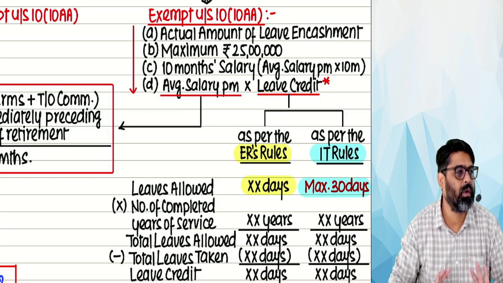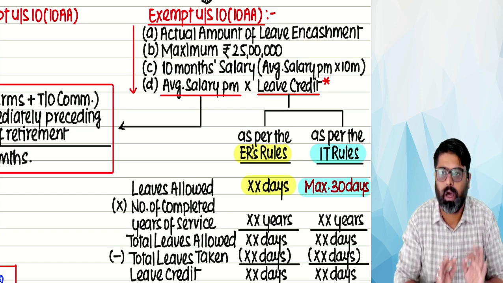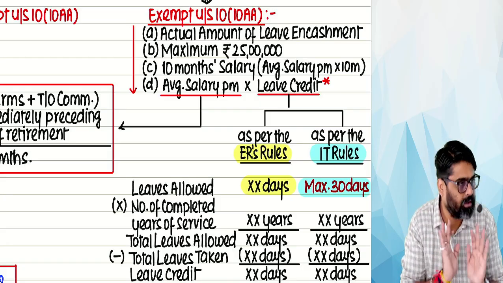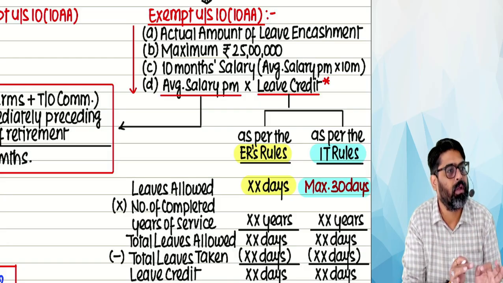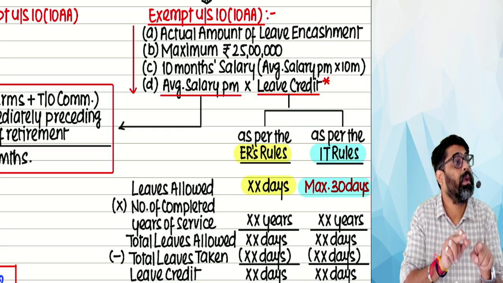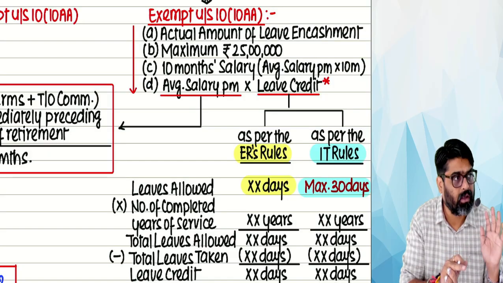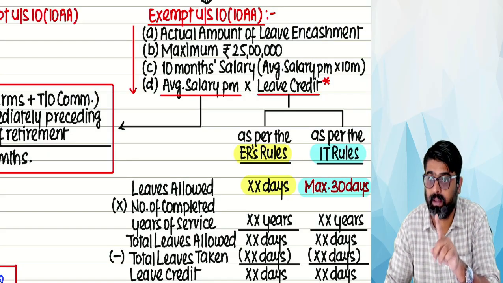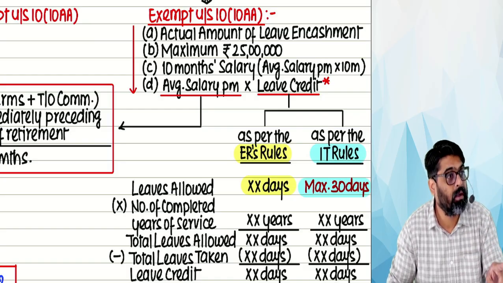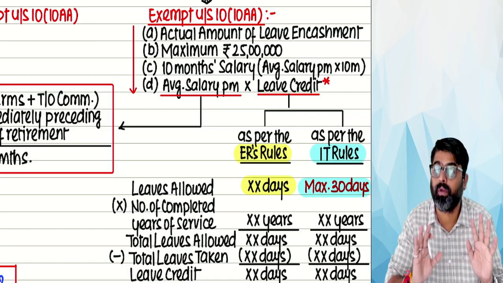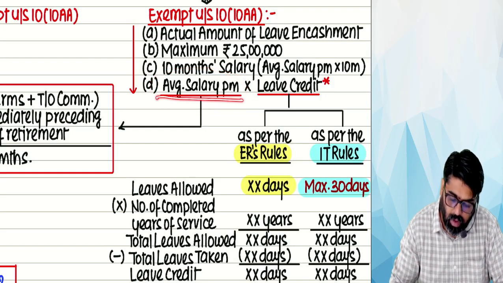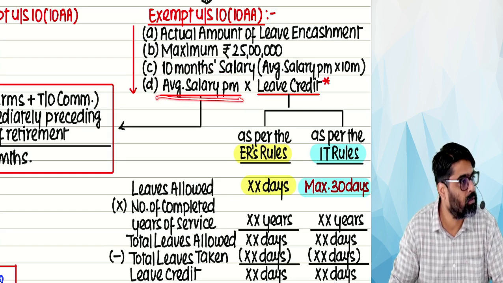per month. According to the Income Tax Act, how much leave encashment should you get? Leave encashment you get equal to the leave credit available with you multiplied by your last salary. But last salary can be manipulated, yes or no? So we will not take the last immediately preceding month salary. What we are going to do is take the average, and you know how to calculate this average salary. We have already calculated it once.